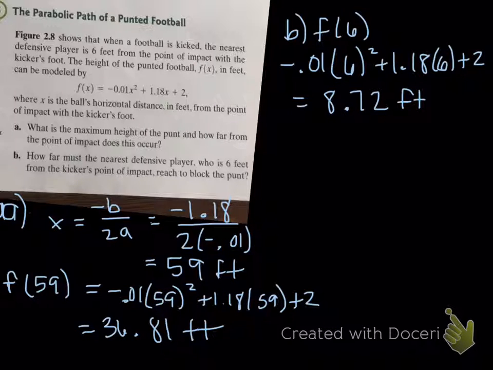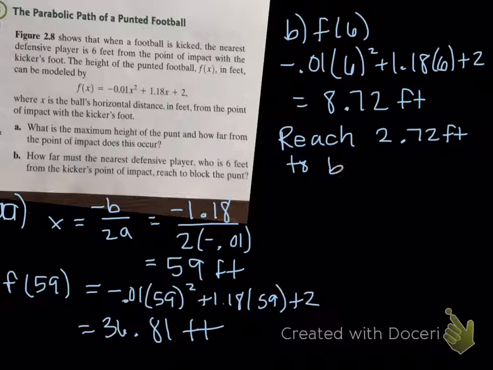So that means 6 feet from the kicker, the ball is 8.72 feet high. Now, the defensive player, who is 6 feet tall, is not going to have to reach an additional 8 feet. They're only going to have to reach 2.72 feet to reach the ball, or to block the ball, I should say.